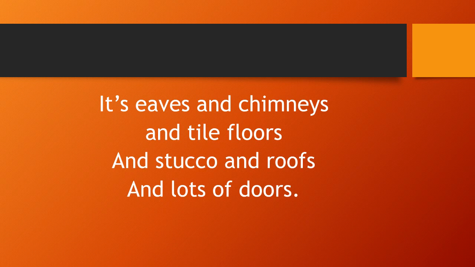It's eaves and chimneys. Eaves is the lower border of a roof that overhangs the wall. And chimneys. What is a chimney? A part of a building through which smoke rises into the outside air. And stucco and roofs and loads of doors. There is stucco. Stucco is a type of plaster used for decoration of walls. You might have seen POP, plaster of Paris, which is used to decorate the ceilings at houses.